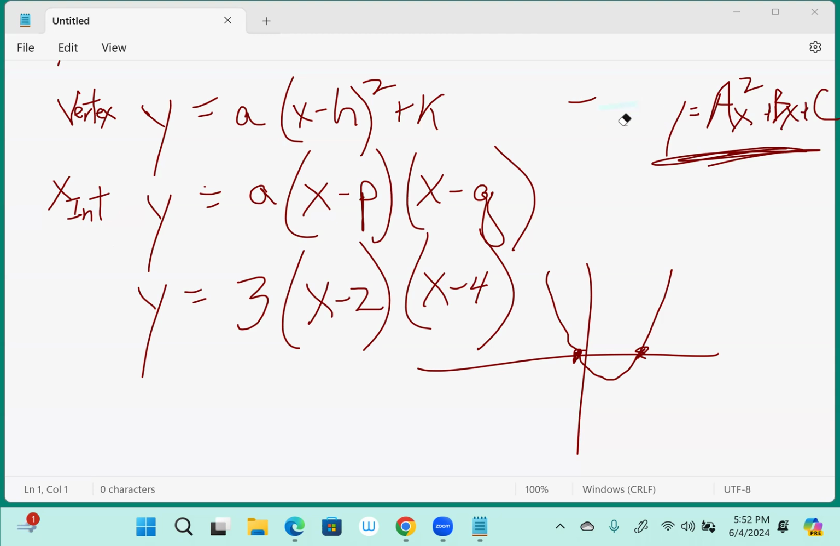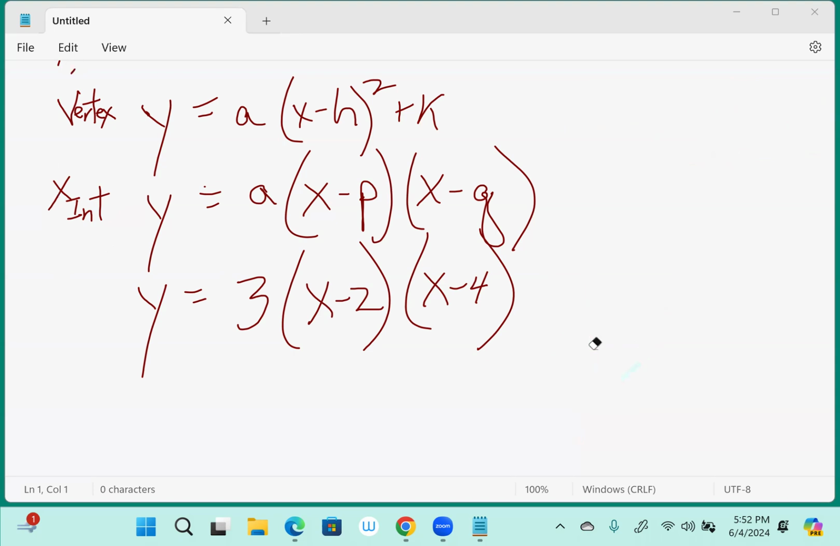The reason standard is the third one is because the x-intercept format is pretty good: if you know the intercepts, you at least know the x coordinate of the vertex is halfway between those intercepts. So if I graph the one that I've given you here, I know that my x-intercepts are at 2 and 4.